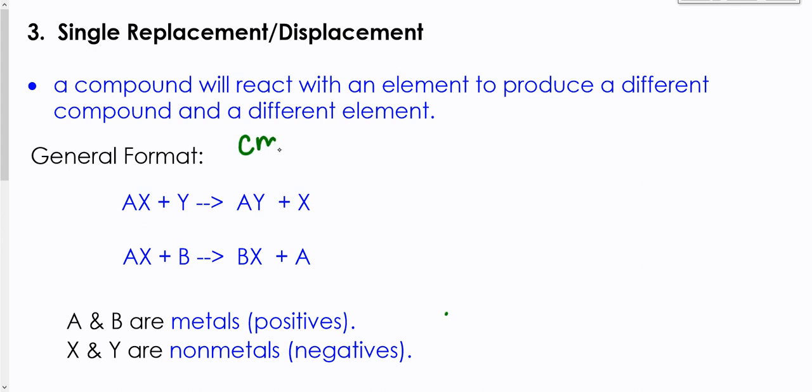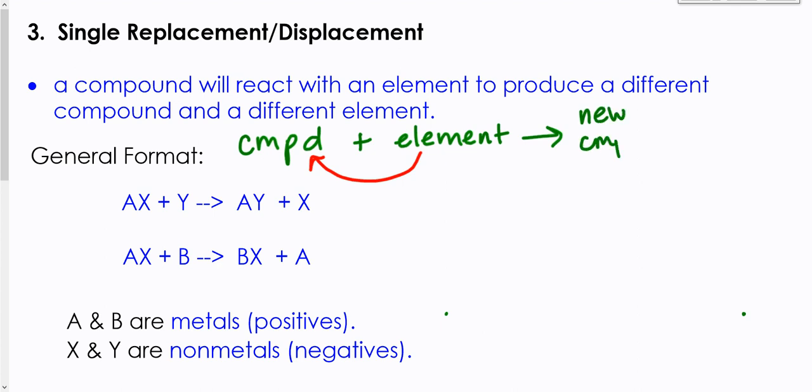So if you take a compound, and here's my abbreviation, and you react it with one element, what you're going to make is a new compound, because that element is going to come in and switch places with part of the compound. And you're going to make a new compound and a different element.